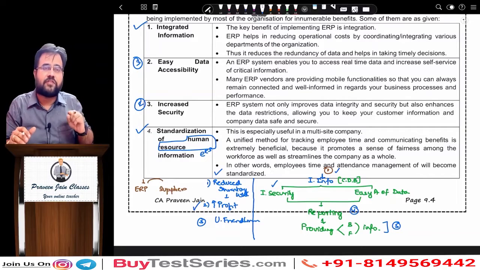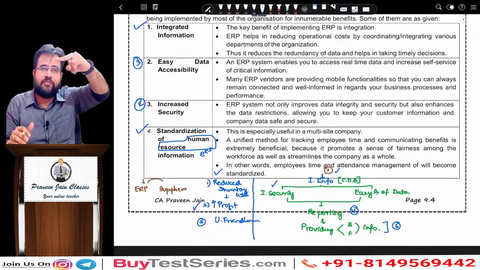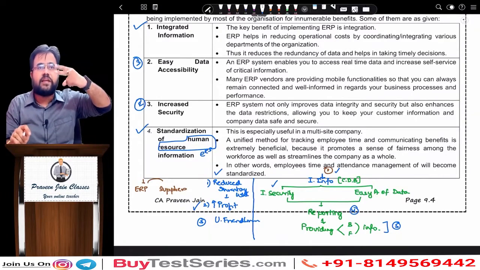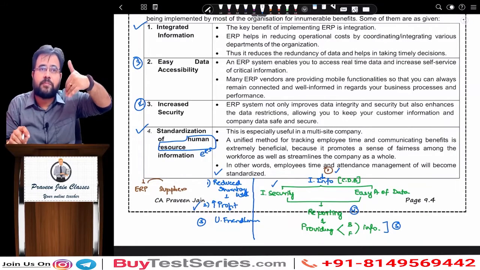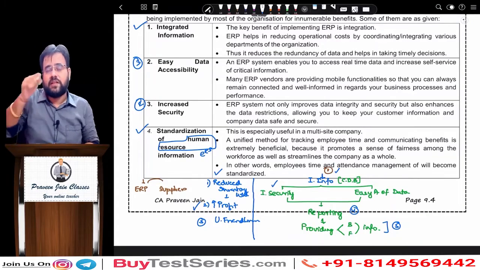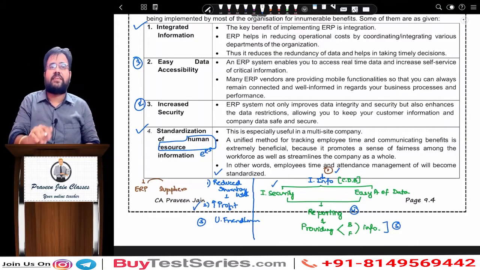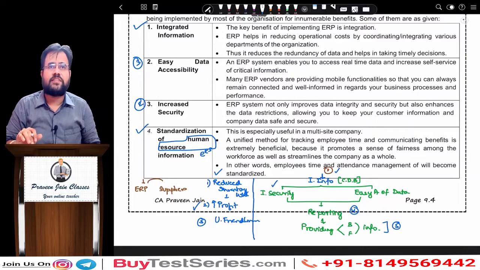So what are the benefits of ERP, sir? All information is lying at one place. Integrated information. Sir, accessibility is easy, security is easy, sir. Sir, we can get standard reports. We can solve our business and financial problems, sir. Sir, inventory cost will reduce, profits will increase, sir, and standardization of HR information, sir. Up to here things are clear, sir.